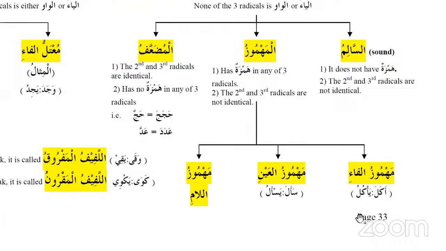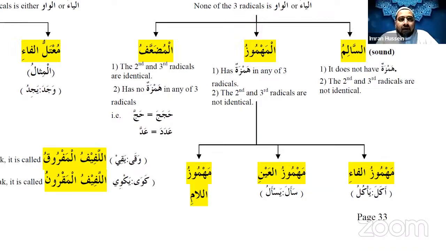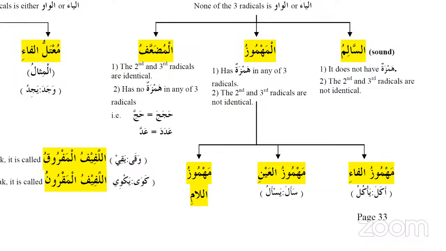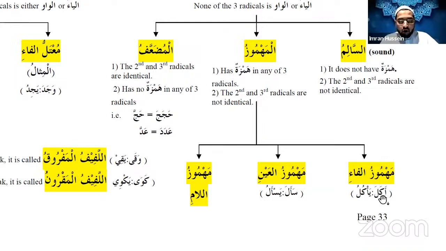Bismillah, examples being? Depending on where the hamza is, it could be mahmuz al-fa. So when the hamza comes in the beginning, it's akala yakulu. And if it is the ainul fi'l, then it becomes mahmuz al-ain, so sa'ala. And if the hamza is the lamul fi'l, it becomes mahmuz al-lam, like qara'a. Qara'a means he read. Now I'll give you some examples of how the basic rulings of the command are changing.